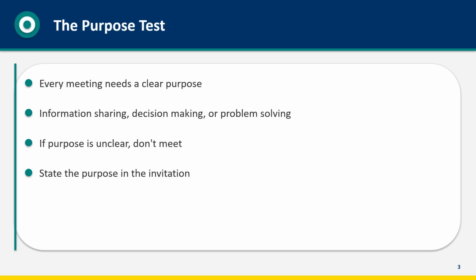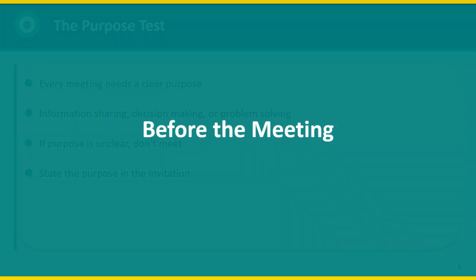Before scheduling any meeting, apply the purpose test. What is this meeting for? Valid purposes include information sharing that requires discussion, decision making that requires input, and problem solving that requires collaboration. If you can't articulate a clear purpose, don't have the meeting. Send an email instead. If you do have a clear purpose, state it explicitly in the meeting invitation. Attendees should know before they arrive what the meeting will accomplish. Great meetings are won or lost before they start.